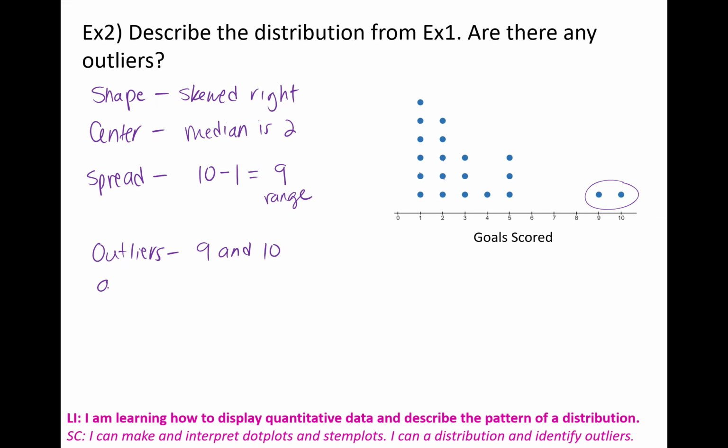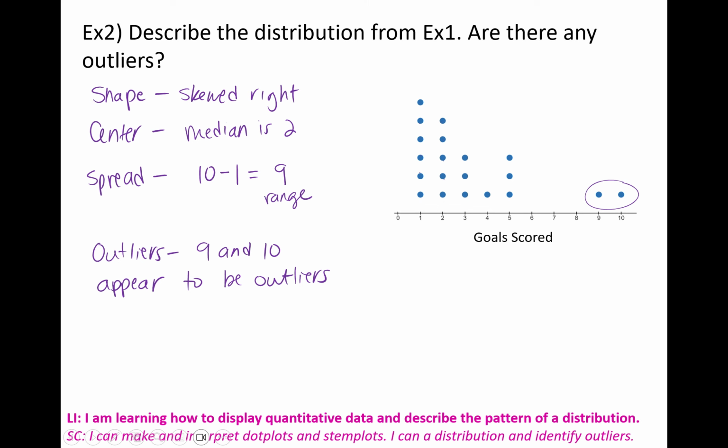I'm going to say appear, because we use language that suggests that we're not 100% sure. There is a way to be 100% sure. We'll learn it eventually, but for now we're just going to say, hey, it looks like they might be. So 9 and 10 appear to be outliers. There we go. And that would be describing a distribution.